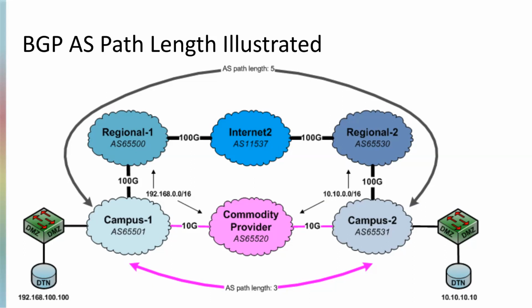Well, if all you do is take your BGP feed from your regional and from your commodity provider and throw them all in the same bucket, campus 1 is going to hear the routes from campus 2 from its regional and from the commodity provider. The commodity provider is going to have the shorter AS path length, and so it's going to take the commodity provider. We've seen this in production multiple times. This is not a theoretical problem. Next slide.